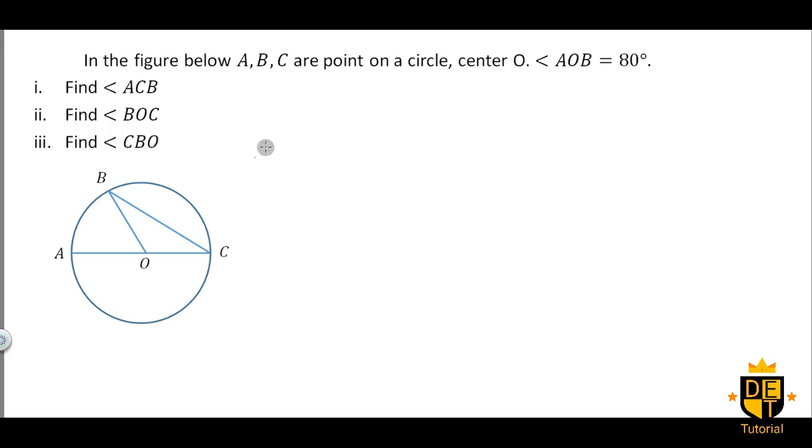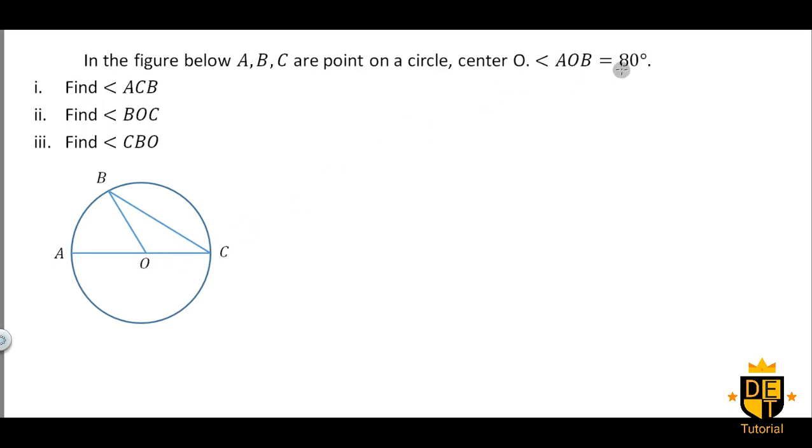Alright, so in this video we're going to look at this question. It's a very simple question. The question is, in the figure below, A, B, C are points on a circle. So you can see this figure, you can see the points A, B, C. A, B, C are points on a circle, center O. So this is the center O.